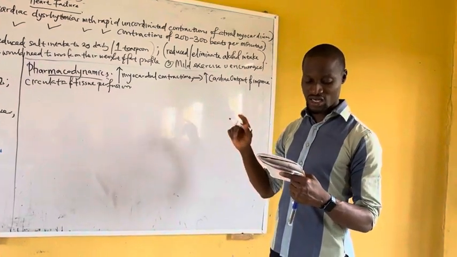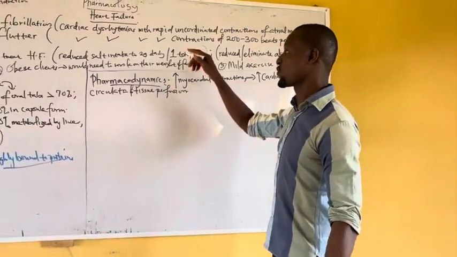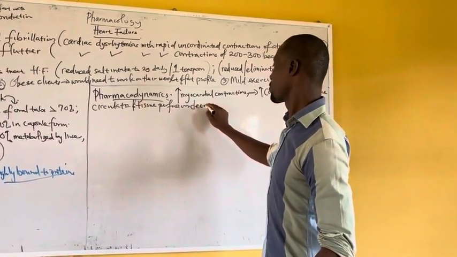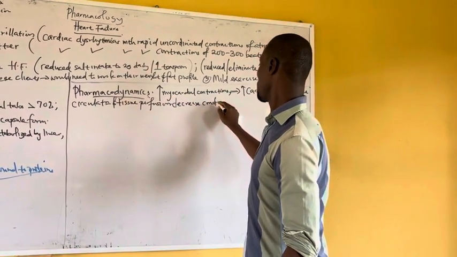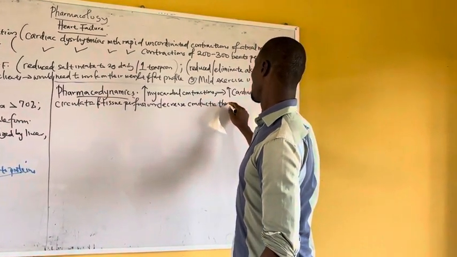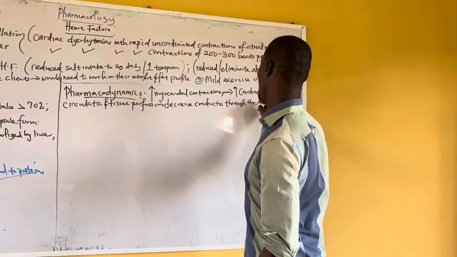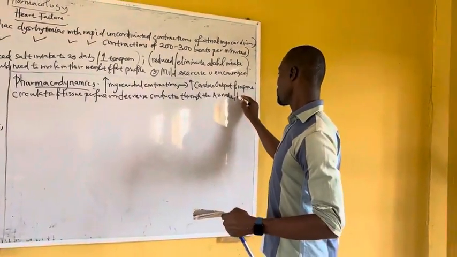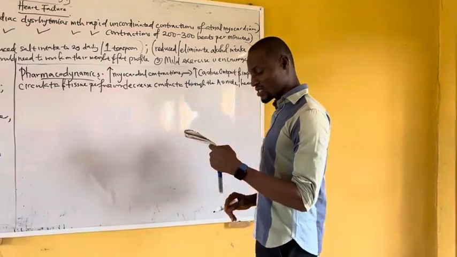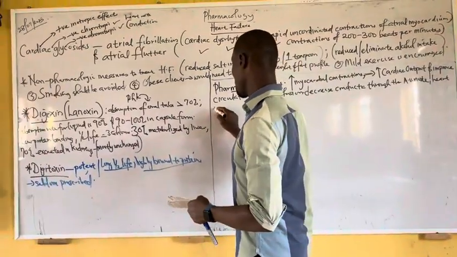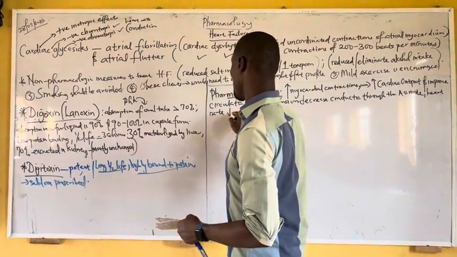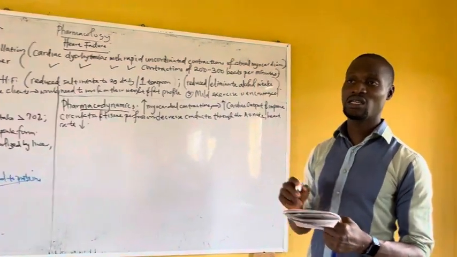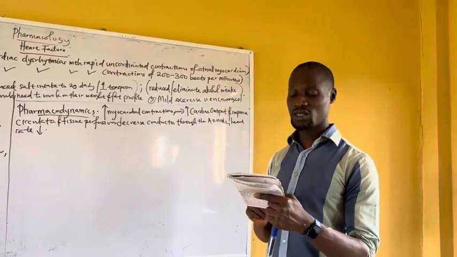Because this drug decreases conduction, as we already said before, through the AV node, heart rate decreases. Heart rate would do what? It would decrease. Heart rate decreases. Okay?